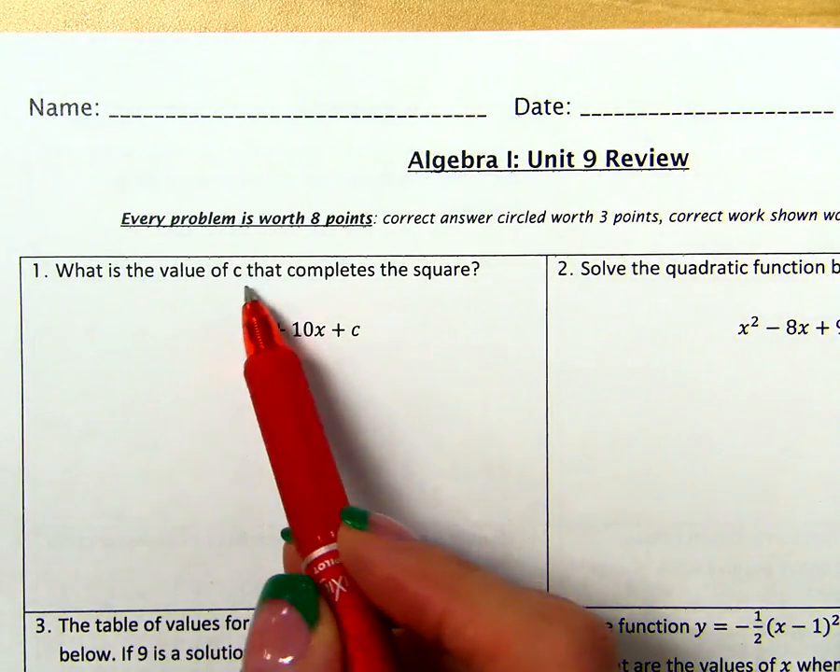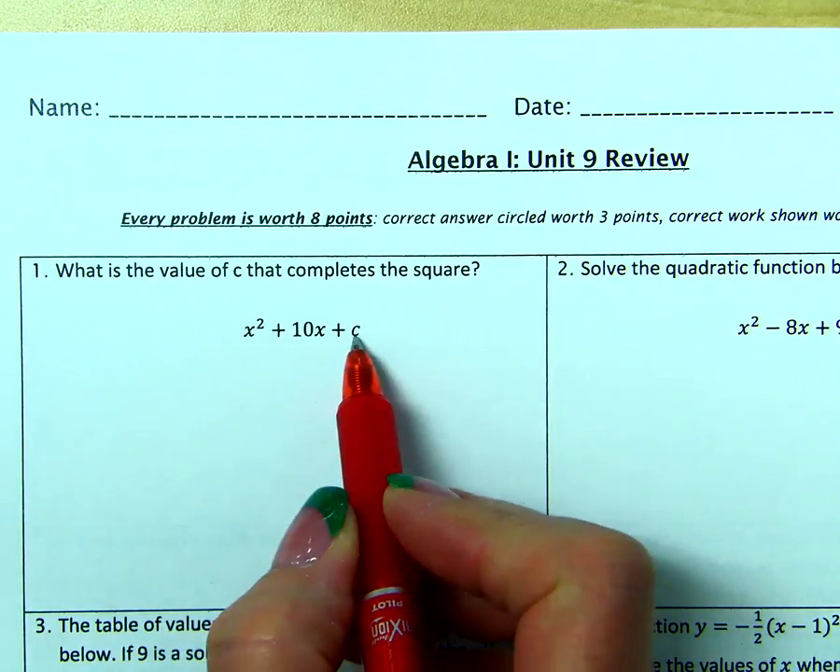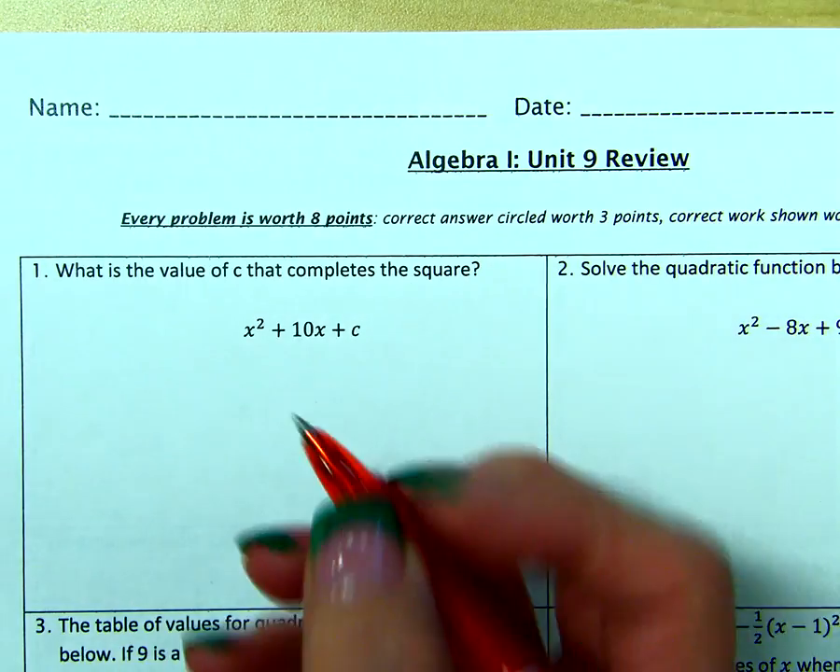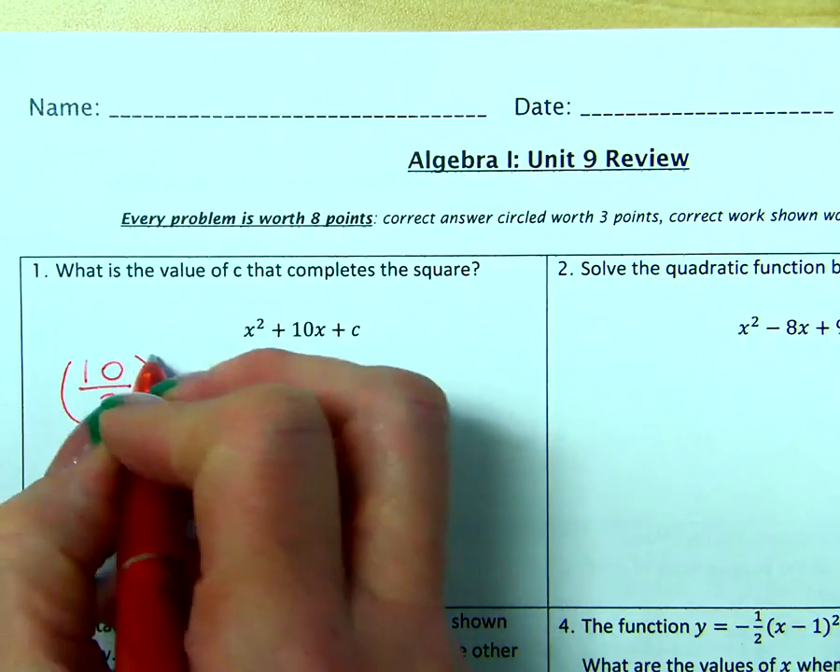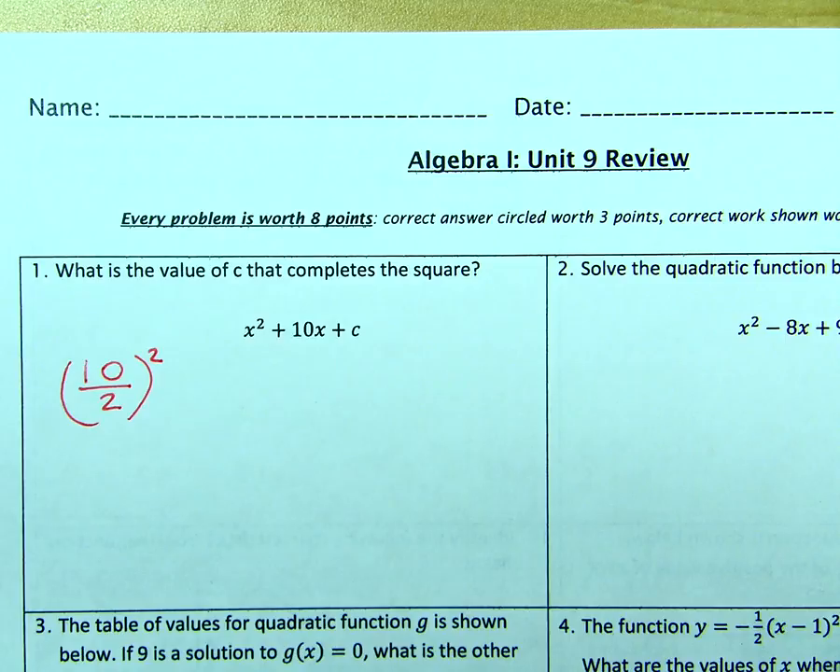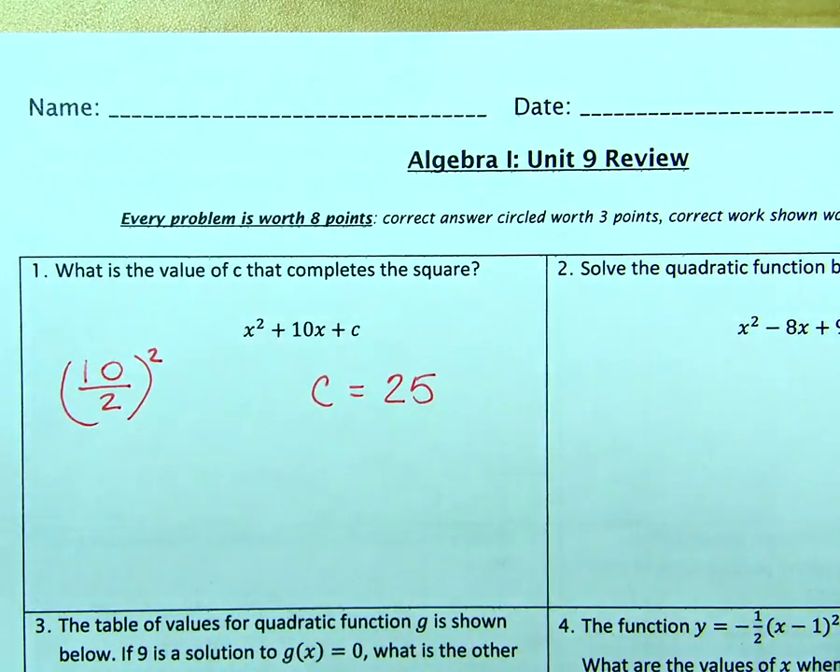Question 1 asks what the value of C needs to be to complete the square. In other words, what does the value of C have to be for this to be a perfect square trinomial? So we take the middle term's coefficient, cut it in half, and then square that. So then C would be 25.